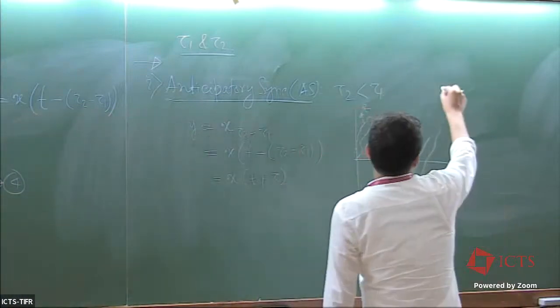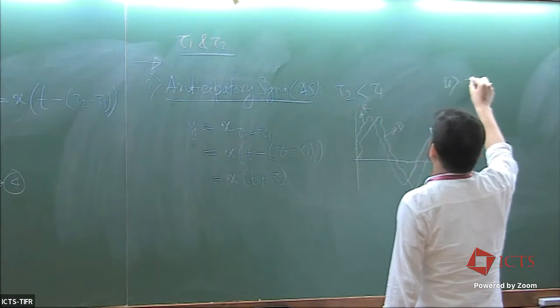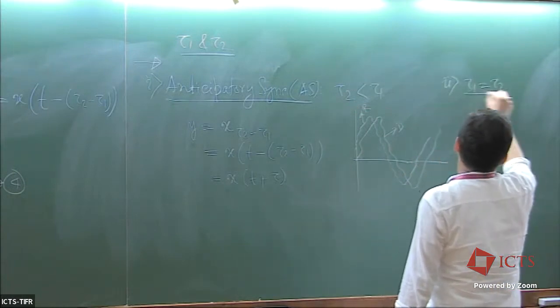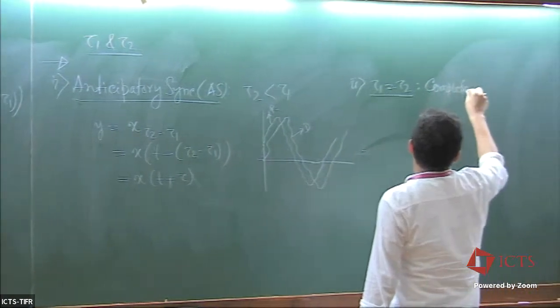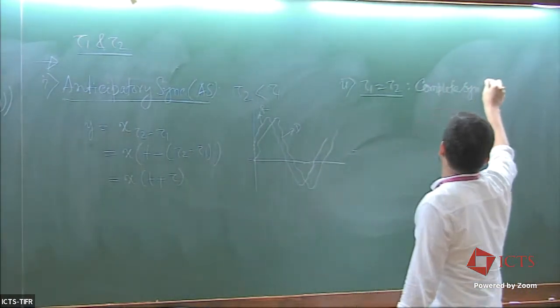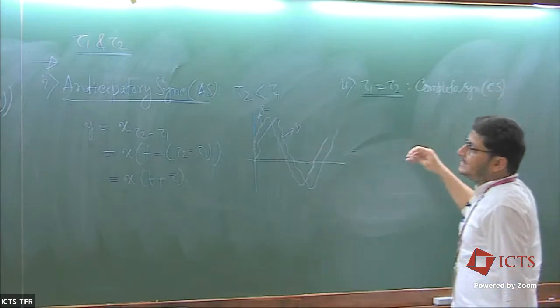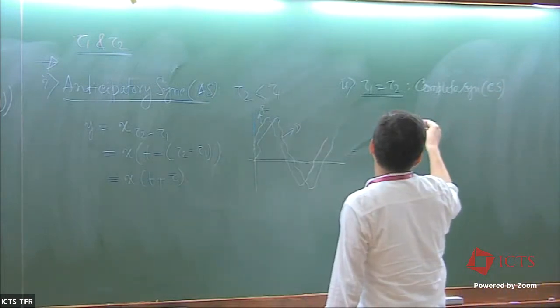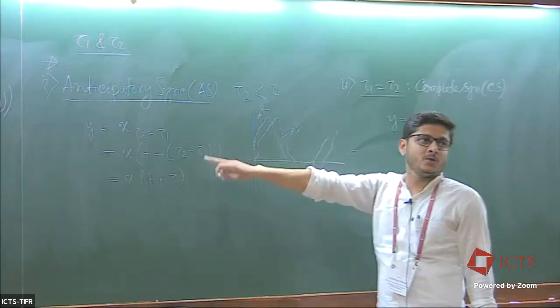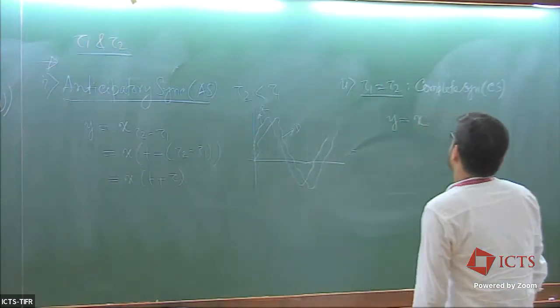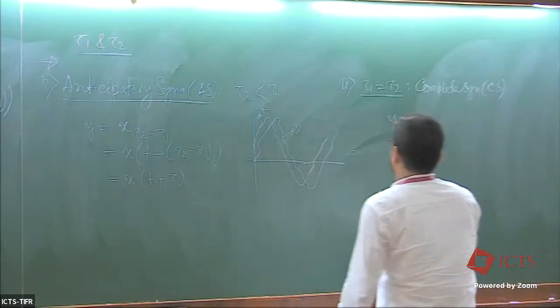If these two are the same, tau 1 is equal to tau 2, then you can get complete synchronization, or CS. In that case, y is equal to x. You can see that these are the same and no delayed effect is there. So here you can get complete synchronization.